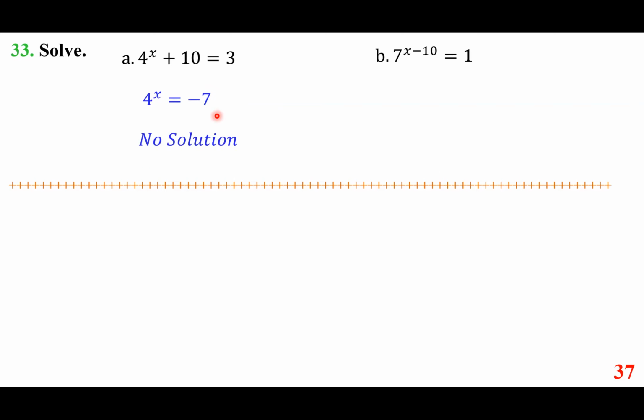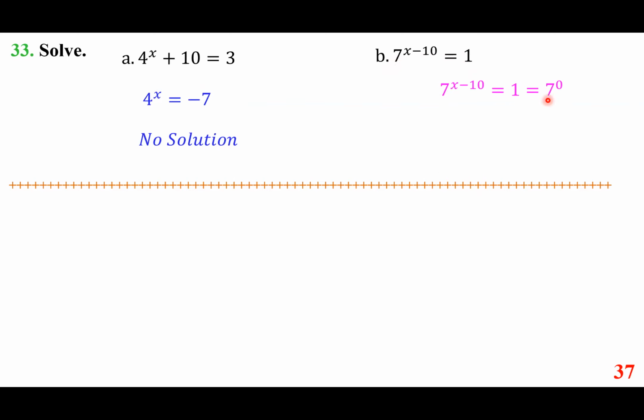Exponential form, remember the range is from 0 to infinity. Can't be. Now, 7 to the power of x minus 10 equals 1. Well, since the base is 7 here, we can write this as 7 to the power of 0. Again, we choose 7 because the base is 7.